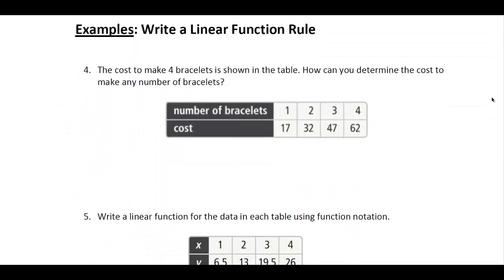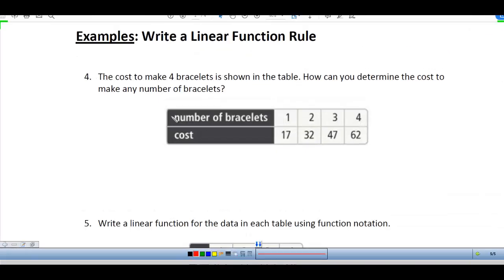Okay, next topic we want to talk about: we want to identify a function rule. In this particular problem, we're talking about bracelets that can be made, and we want to determine the cost to make some number of bracelets. So we see some data down here, arranged in a table. We have our input and our output, our x's and y's, and we can see that as we make bracelets, we have this increase in cost.